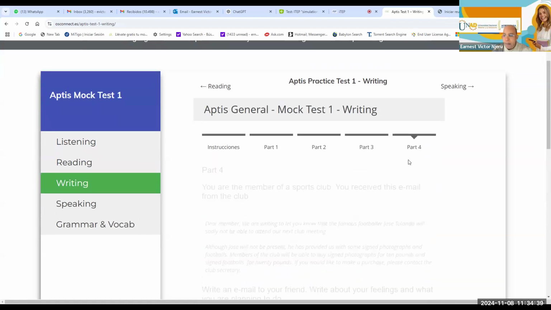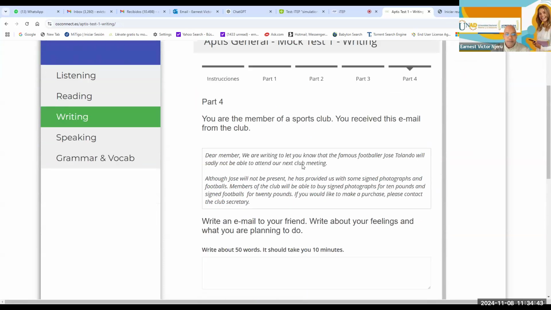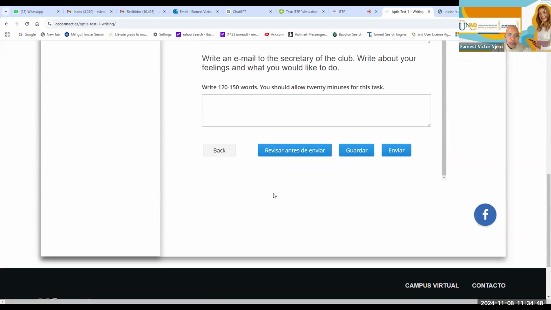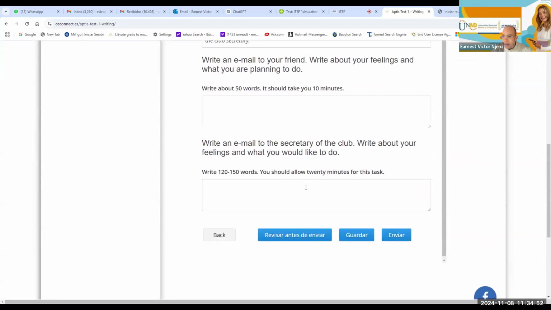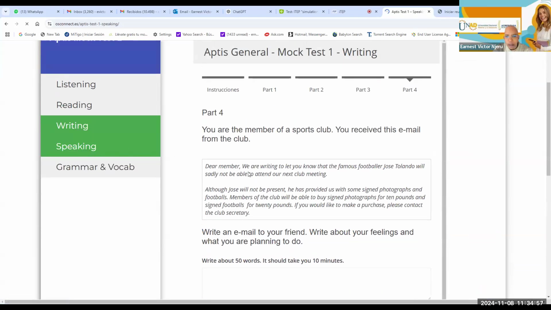And the last part, which is the most complicated in Aptis, is writing of the letter. Imagine the letter to your friends, the informal letter, and then the formal one here. Please, that's all about it. Okay, then you'll find the speaking.